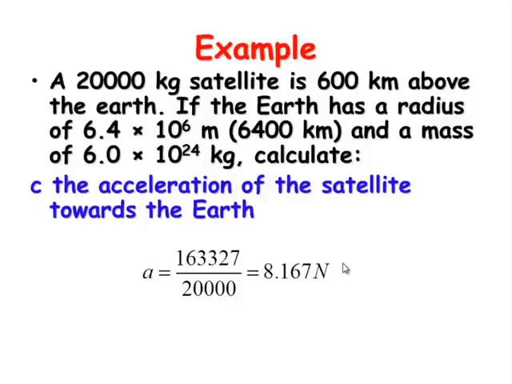So that's less than you would expect at the surface of the Earth at 9.8 or 10 meters per second squared. So that's good. It's up above, it's further away. We expect that the acceleration should be a little bit less than 10. So be pretty confident that we've done our work correctly with that question.